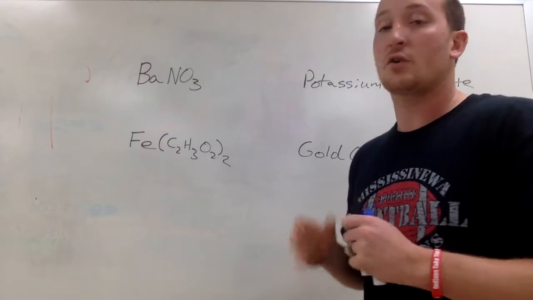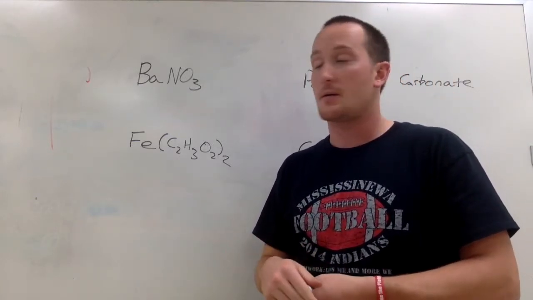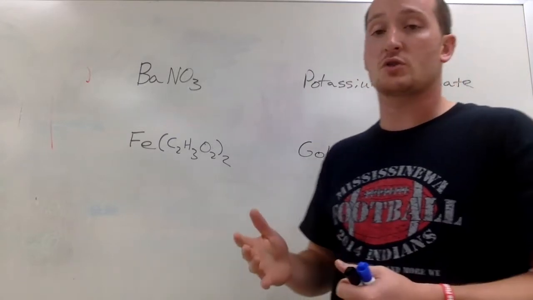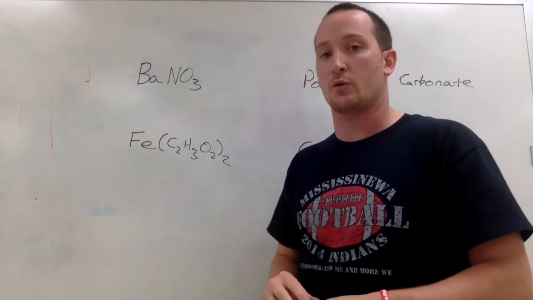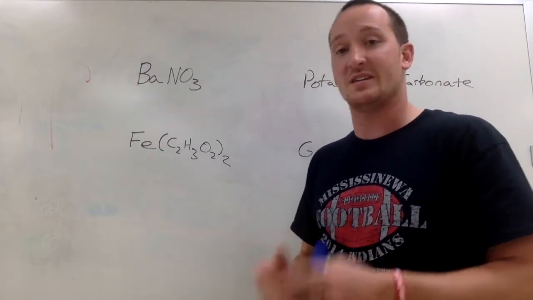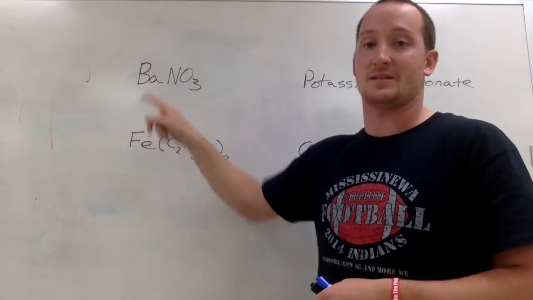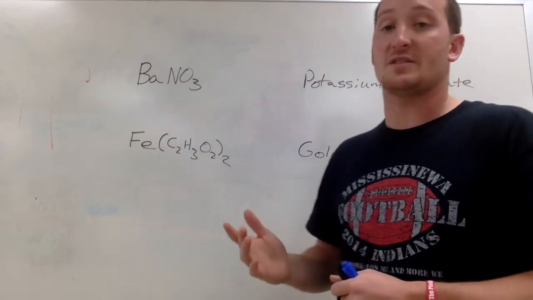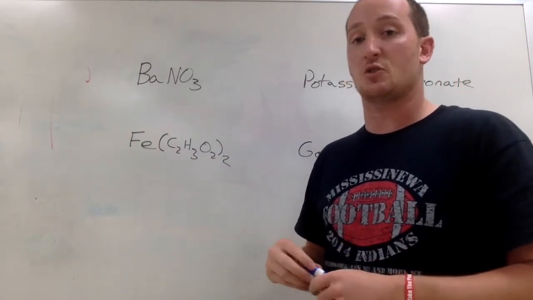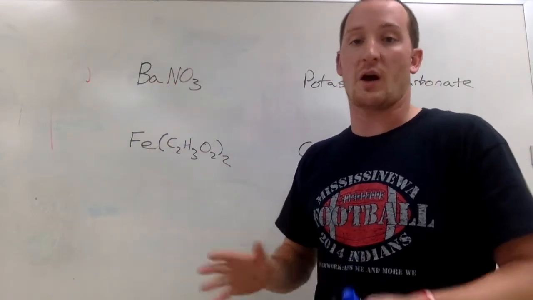So whenever you're naming, you can use that flow chart that I gave you yesterday. If you don't have a paper copy, it's also on Google Classroom. The first question you ask yourself is, is there a metal in the compound? The answer is yes, barium is a metal. Is it a transition metal? Because that answer is no, that means that we're not going to have to use Roman numerals. We don't have to do that.